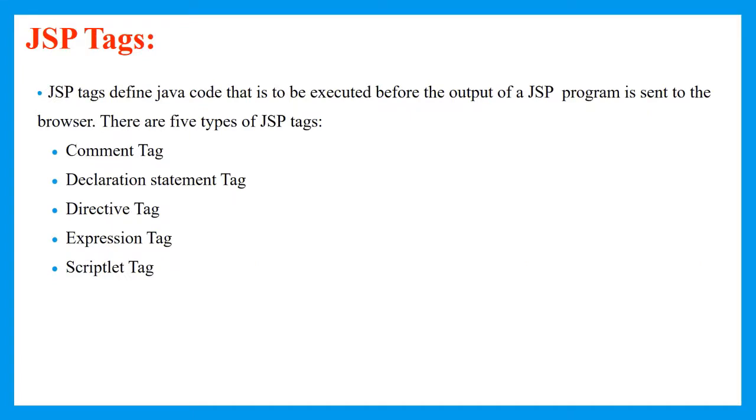In this slide, I am explaining about different JSP tags. JSP tags define Java code that is to be executed before the output of the JSP program is sent to the browser. There are 5 types of JSP tags. The first tag is the comment tag, second is the declaration statement tag, third is the directive tag, fourth is the expression tag, and the fifth one is the scriptlet tag. By making use of these tags, I am going to develop a web application.